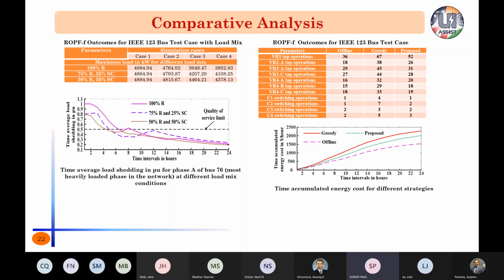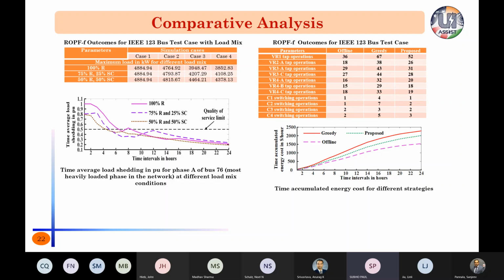And if we compare our method with the offline, day-ahead study and the online greedy algorithm, we can see that our technique is obviously taking more cost than the offline technique, which is expected. But it is taking less cost than the online greedy technique.